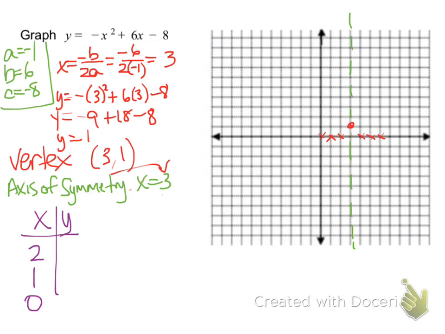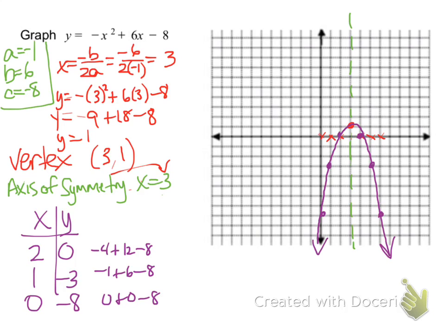And so when I plug in 2, I get 0. Plug in 1, I get negative 3. And plug in 0, I get negative 8. So plotting those 3 points. And now using the axis of symmetry, for the first point, it's 1 unit over to the axis of symmetry. So I'm going to move 1 more unit over, and then 2 units over. So I'm using the axis of symmetry, and then I'm going to draw in my parabola.